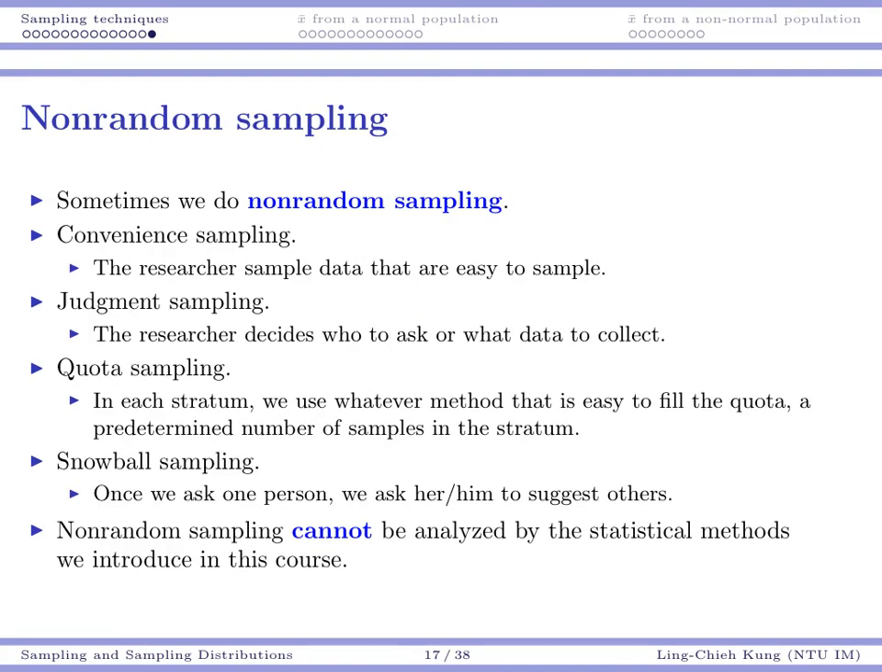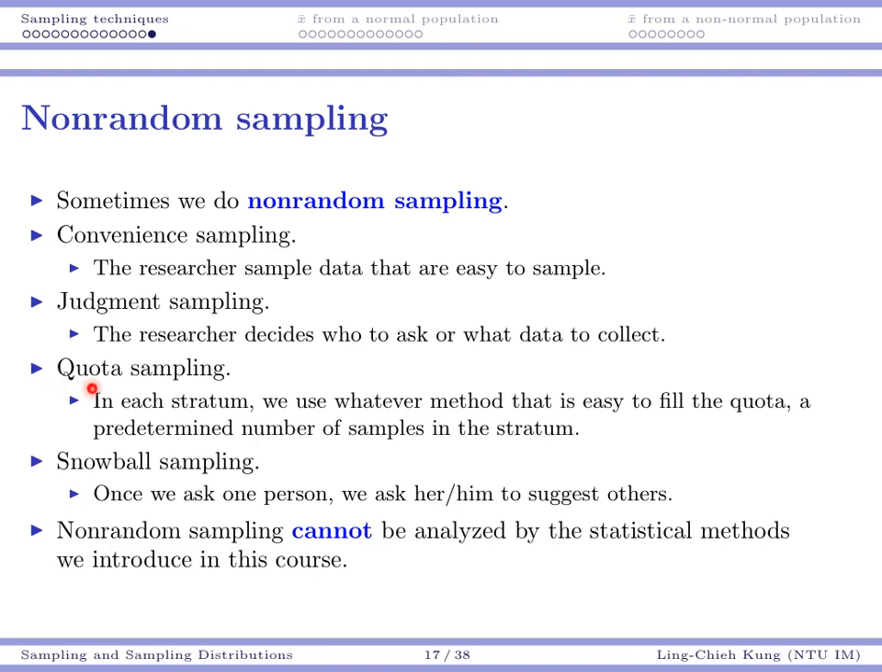So lastly, we want to briefly go over some non-random sampling techniques. For example, there's something called convenient sampling. You simply ask those guys that you can easily reach. There is something called judgment sampling. Judgment sampling is that I, as a researcher, or as some guy who does the survey, decide who to ask or what data to collect. That may happen when I particularly need the opinions from some experts. Then I decide who to ask. That's non-random instead of random.